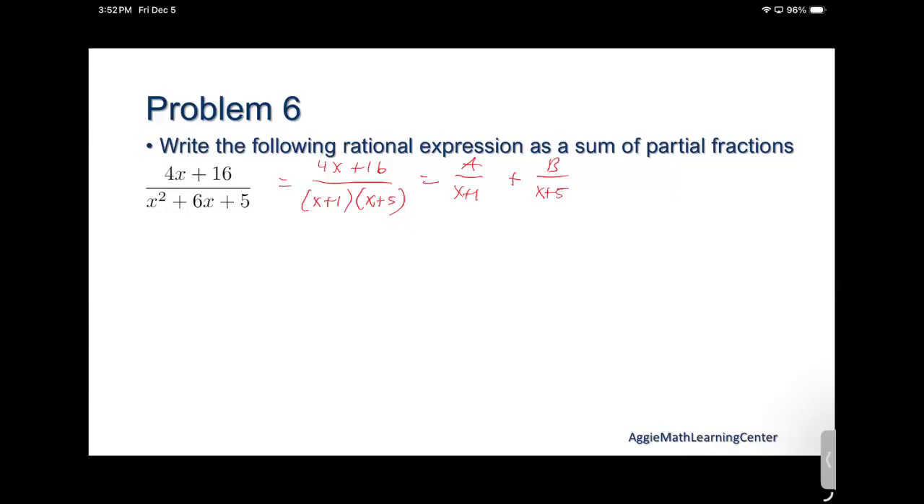So the next step would be to find a common denominator with those, and then to add them together. So if we try and get these to be a common denominator, we need an a times an x plus 5, which will be over x plus 1, x plus 5. And then you'd add that to a b times an x plus 1, all over that.